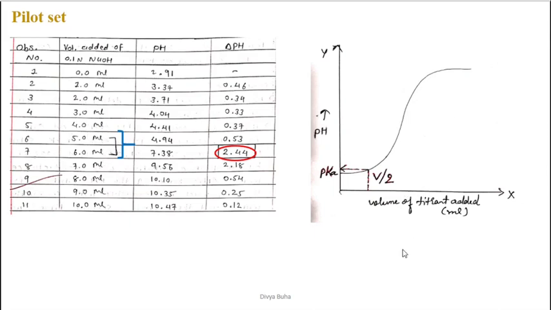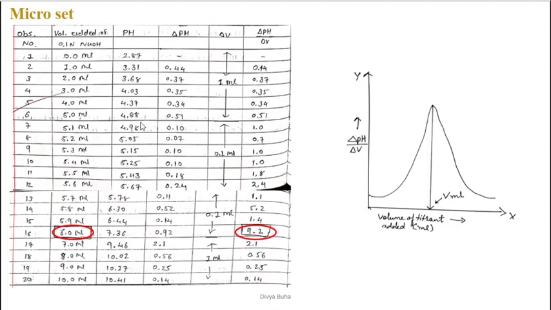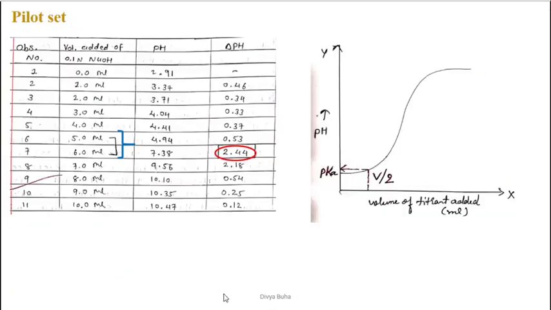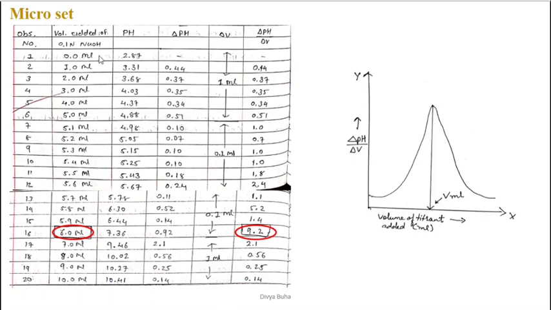Okay, so you have to draw this graph. You will be getting a sigmoidal shape curve. Then you need to move on to the microset. So for the microset, again, you have to take 50 ml of X normal acetic acid in a beaker. Initially, before the addition of the NaOH, you have to find out the pH value, write it down.